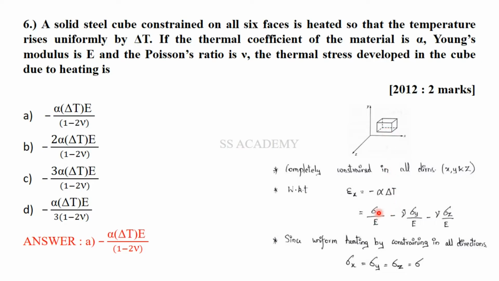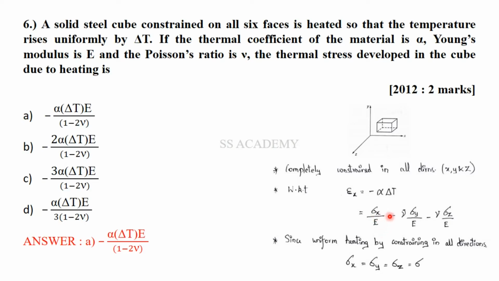We know that sigma x by E is the longitudinal strain in the particular x direction. These are the lateral strains due to y direction strain and z direction strain. So we are subtracting nu into sigma y by E and nu into sigma z by E. Since all the sides are expanded uniformly with the uniform thermal stress by constraining in all directions, we will have the same stress in x, y and z.